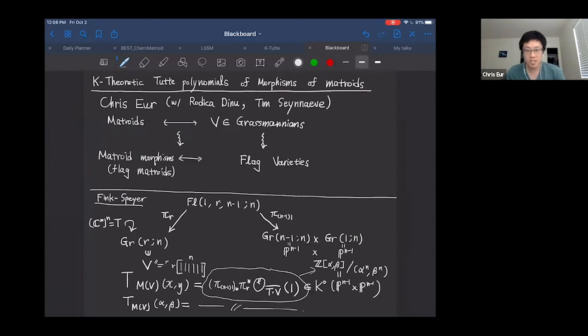So basically the lesson here is that this diagram of pulling back and then pushing forward to here gave me the Tutte polynomial. So that was their story, and it's quite beautiful. And immediately we can start asking, okay, what if I just replace the Grassmannian on the left side? So that was the starting point of our project.